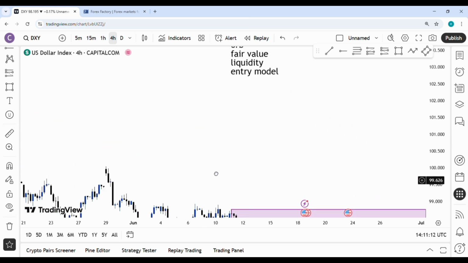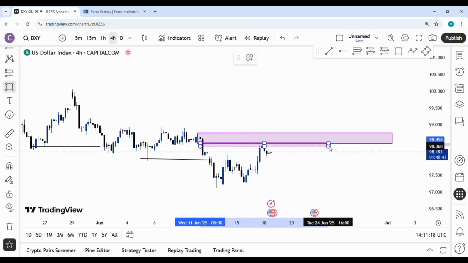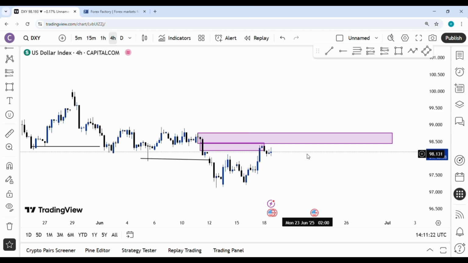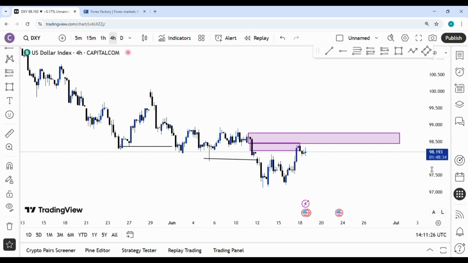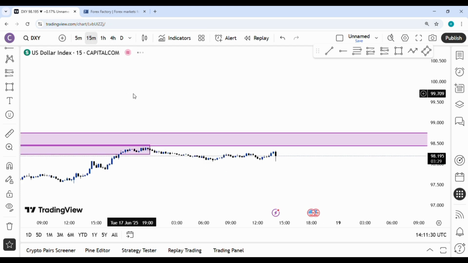Remember the rules, guys. Fair value gap. This is our fair value gap over here. Price is getting off this fair value gap over there. You understand, guys? And what else you need is you go down to our 15-minute time frame and look for our liquidity.